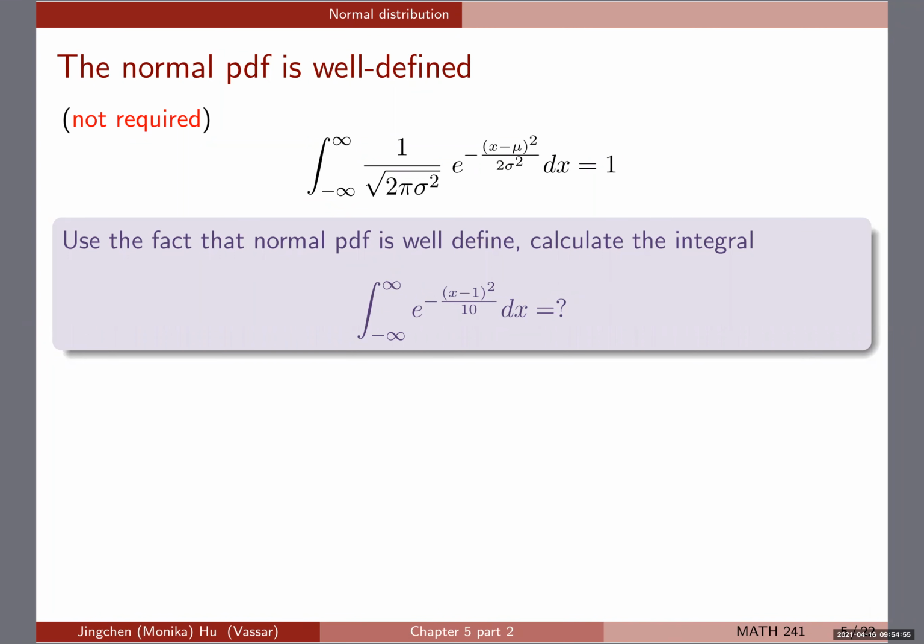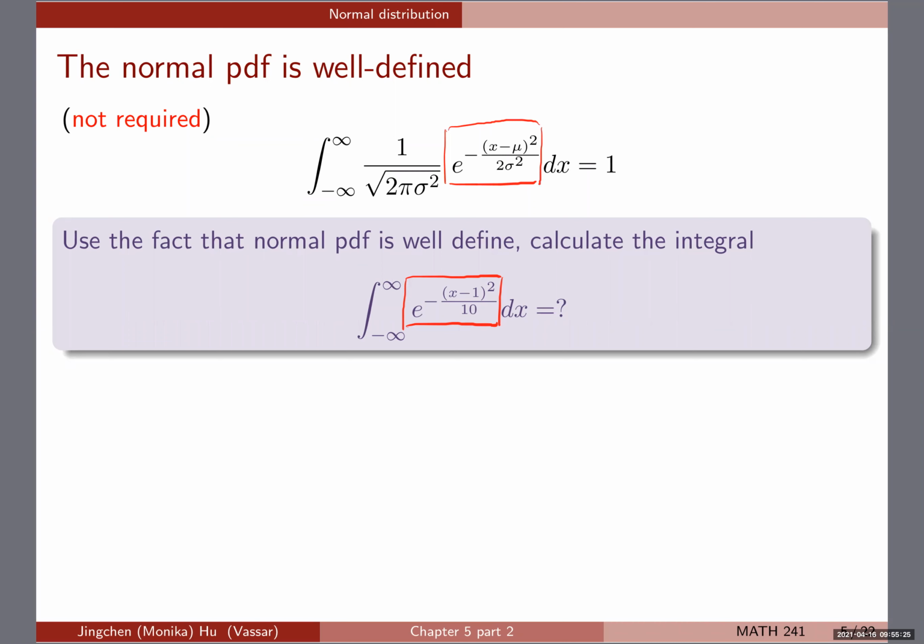Use the fact that the normal PDF is well defined. Sorry about the typo. Calculate the integral. Okay, so this integral looks quite complicated to do if you want to do it by brute force, trying to use all of the techniques that you know about integration. But one thing we want to say here is that if you look at this function, it looks very similar to the normal density.